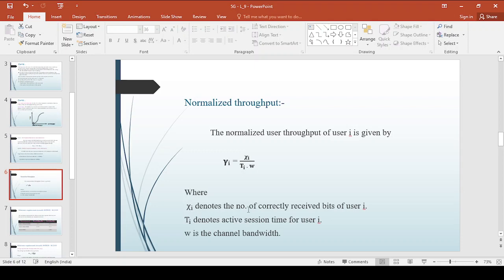Now what does xi denote? It denotes the number of correctly received bits by user i. Ti denotes the active session, where w is the channel bandwidth, right? Normalized throughput is the ratio of the number of correctly received bits of user i to the active session time into channel bandwidth. So the normalized user throughput of user i is given by gamma i, which equals xi by ti dot w, where xi denotes the number of correctly received bits by user i, ti denotes the active session time for user i, and w is the channel bandwidth, right?